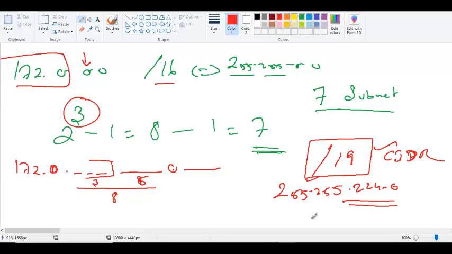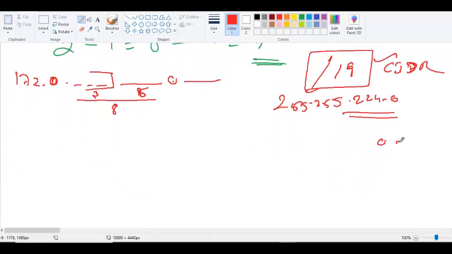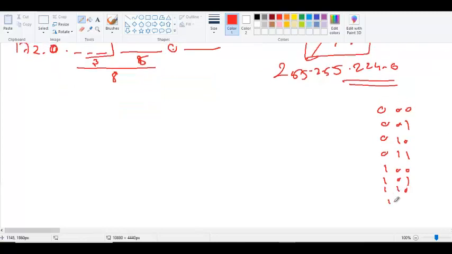Now let's go to the network subnetting part. The 3 bits, all 3 can be 0: 000, 001, 010, 011. These are the 8 different possibilities. As I told you earlier, all ones you should not take. So if you add the other, you will see 4 plus 3, 7.